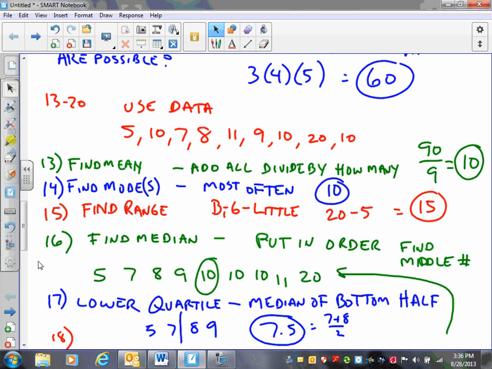You have to find the range. The range is the biggest number minus the littlest number. So, 20 minus 5, the range is 15.